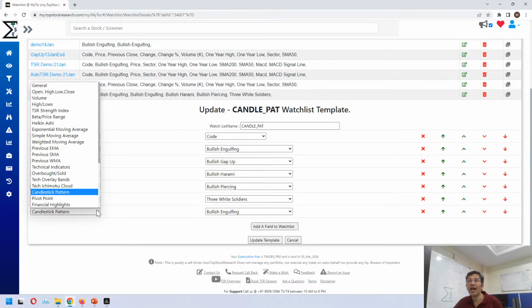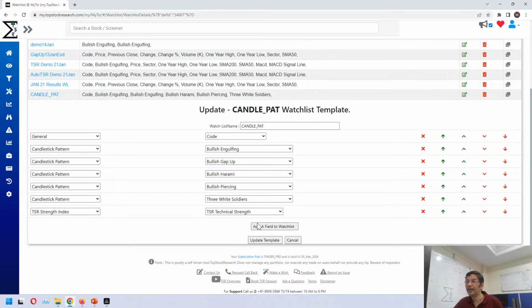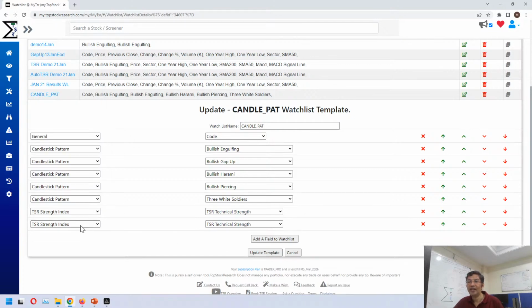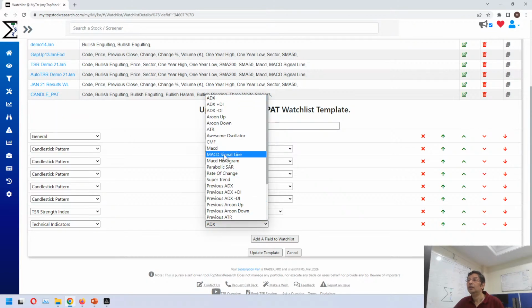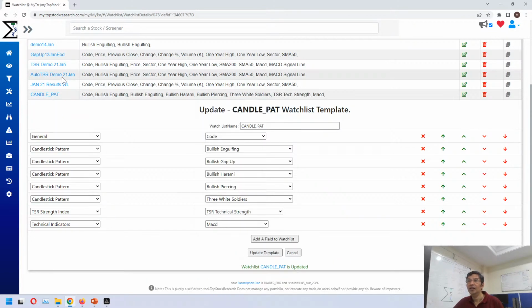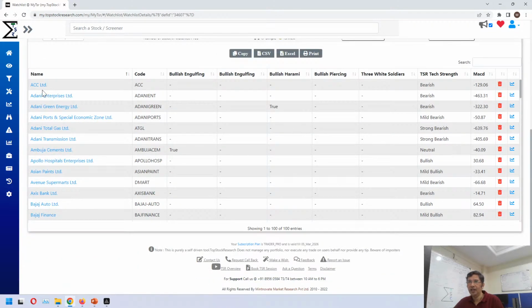For example, if you want to add maybe trend strength, right? Trend strength, and you want to add, let's say, MACD, right? Update the pattern, look at the pattern. So what you see is ACC, what pattern is formed. There's no pattern formed. The trend strength is generally bearish. This is our own indicator. MACD is whatever level it is, right? So you can create a watch list by adding any of the patterns of your interest. Okay, I hope that answers your question, sir.